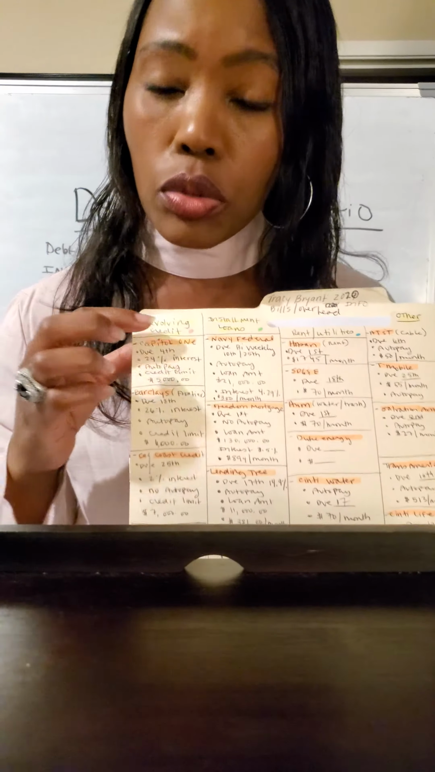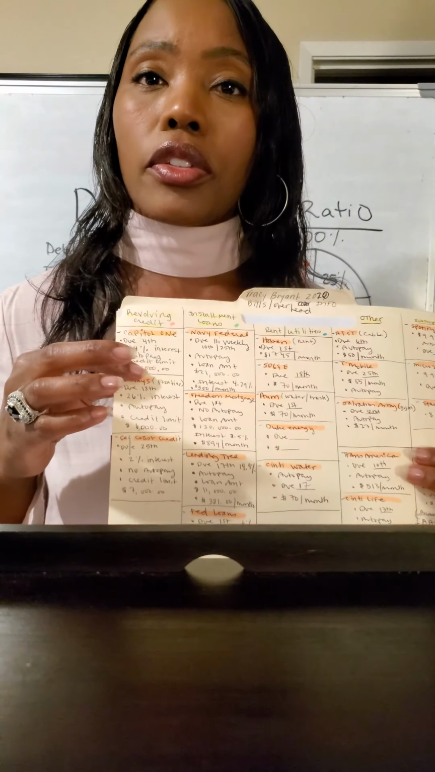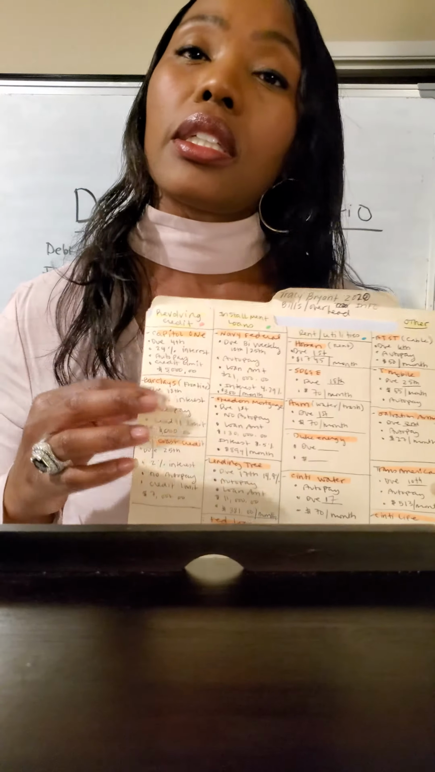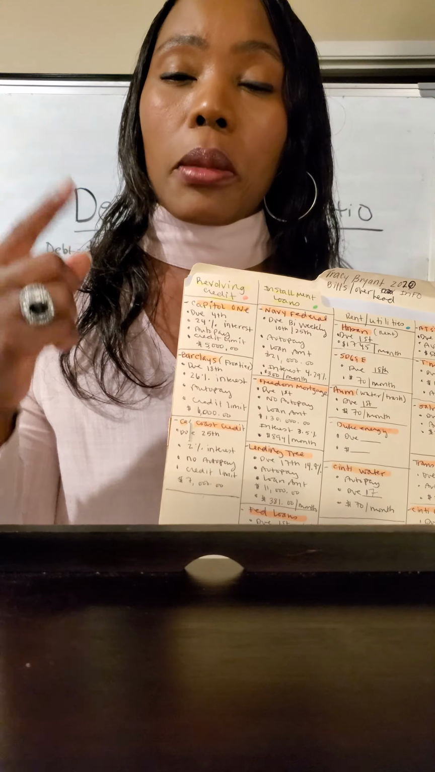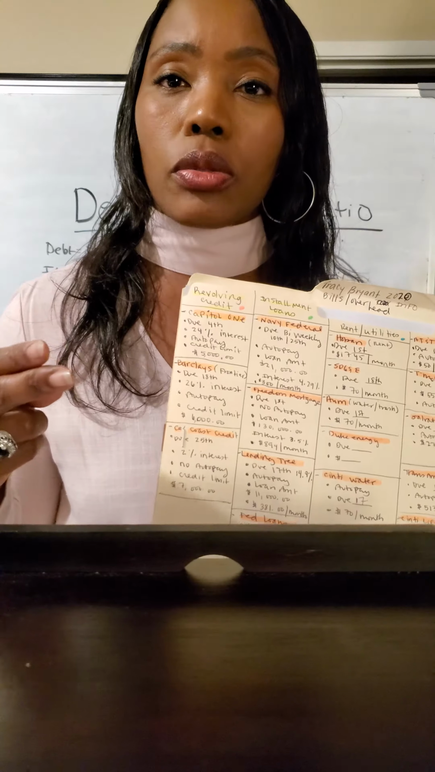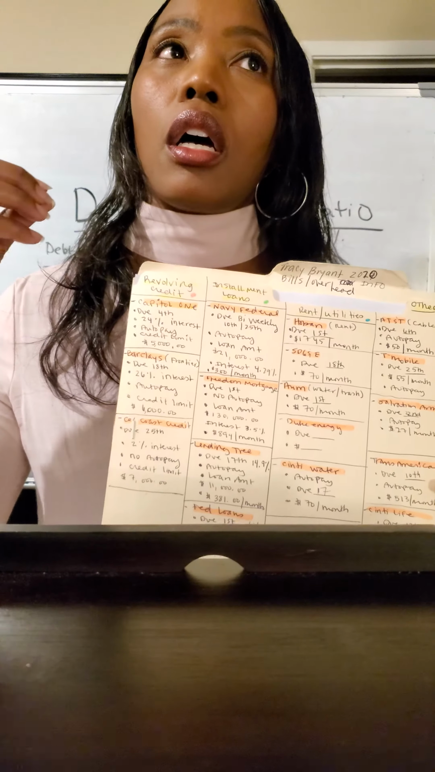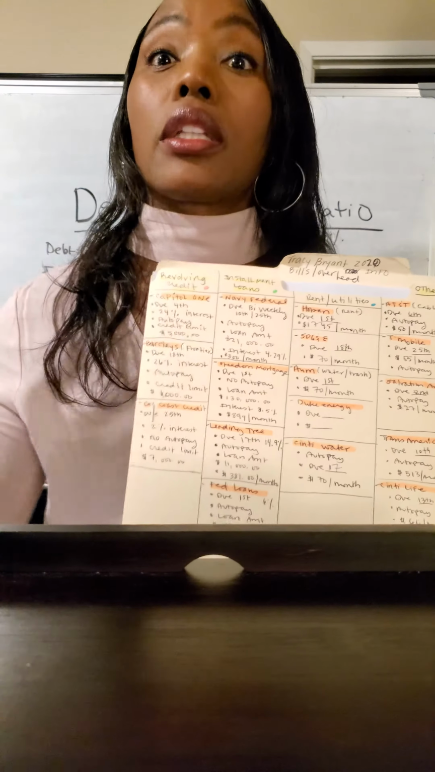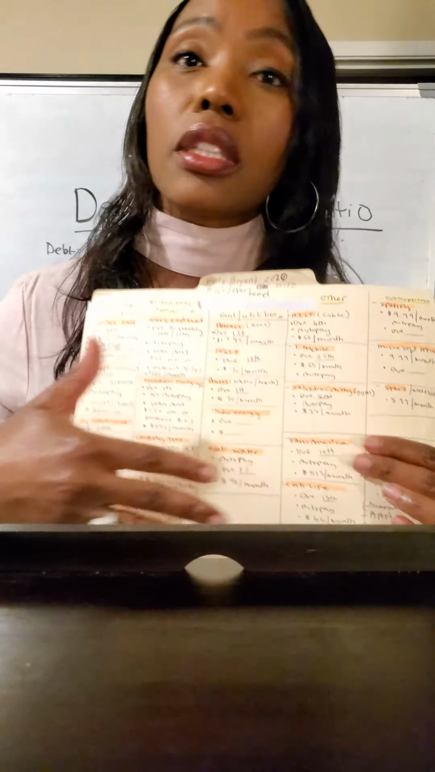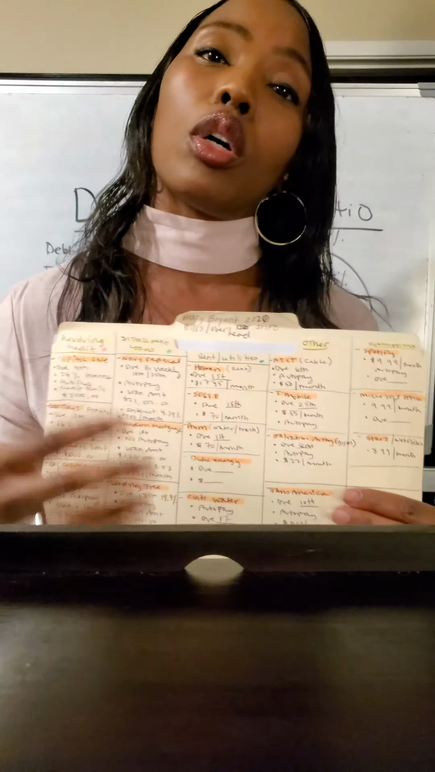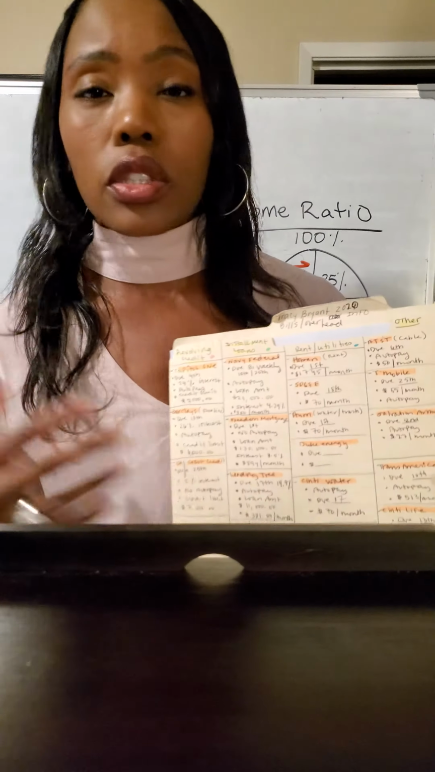What I want you to do is list all of your revolving credit here. What I did is I listed the name of the credit card, the interest rate, when it's due, and my credit limit. Basically, this is just a snapshot of everything that you owe. That way you can look at it visually and see what you owe.